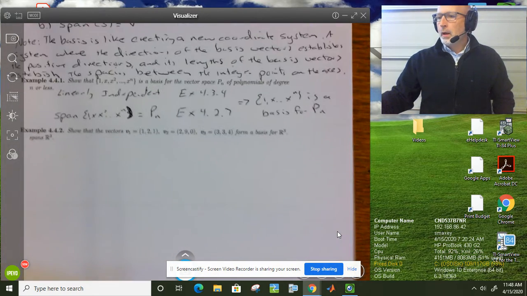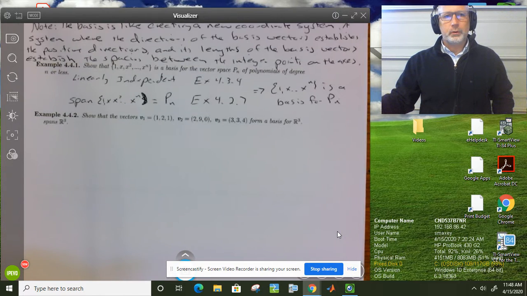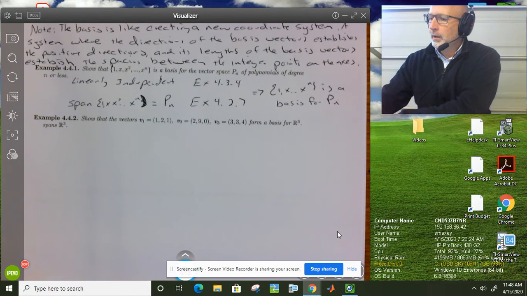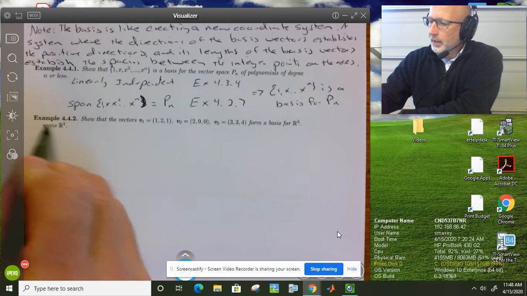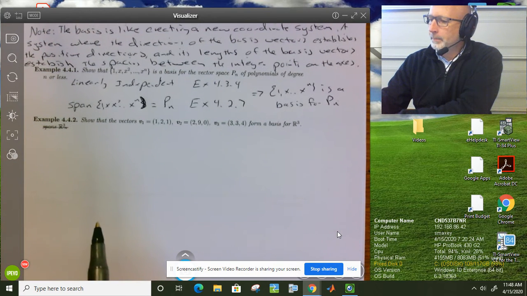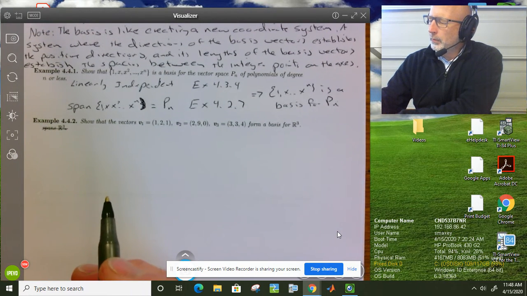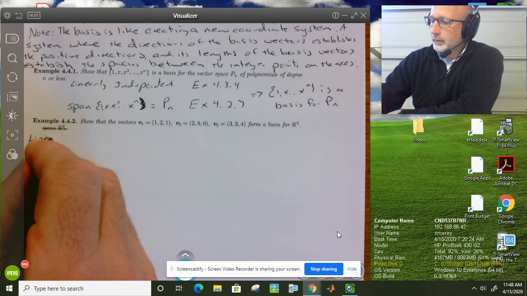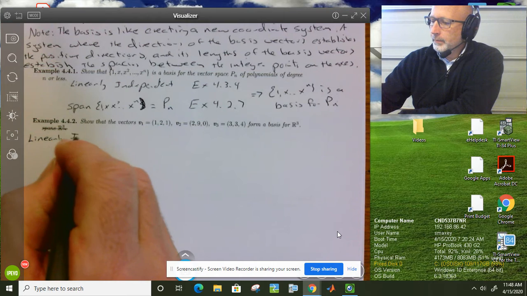Okay, example 4.4.2. I want to show that these vectors form a basis in R3. And this should not be there, I apologize, I meant to take that off but I forgot to. So what I'm trying to do is first show that they're linearly independent.